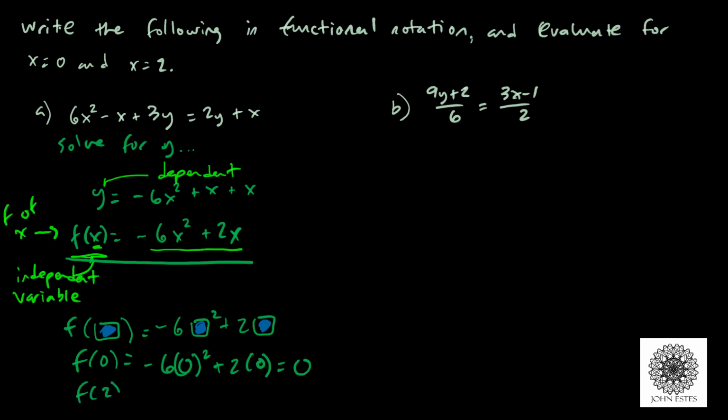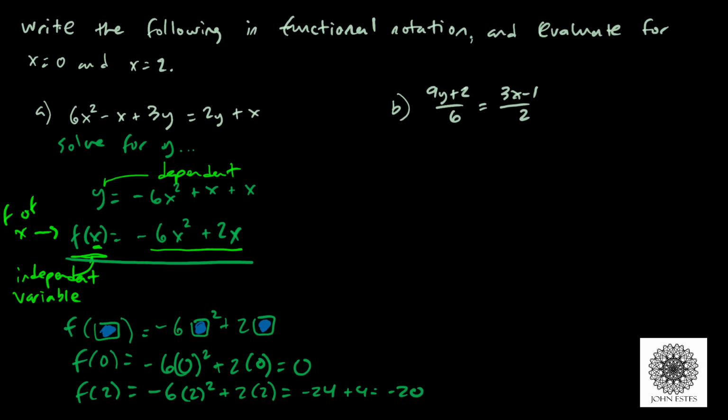And f of 2 would be negative 6 times 2 squared plus 2 times 2. Alright, so that's going to be negative 6 times 4, so that's negative 24. Plus 4, I end up with negative 20. So those are my two function values.